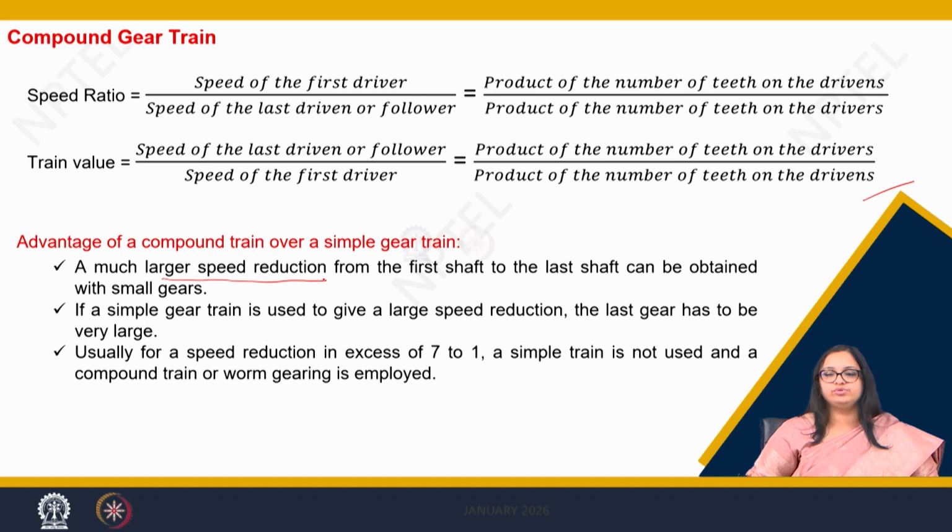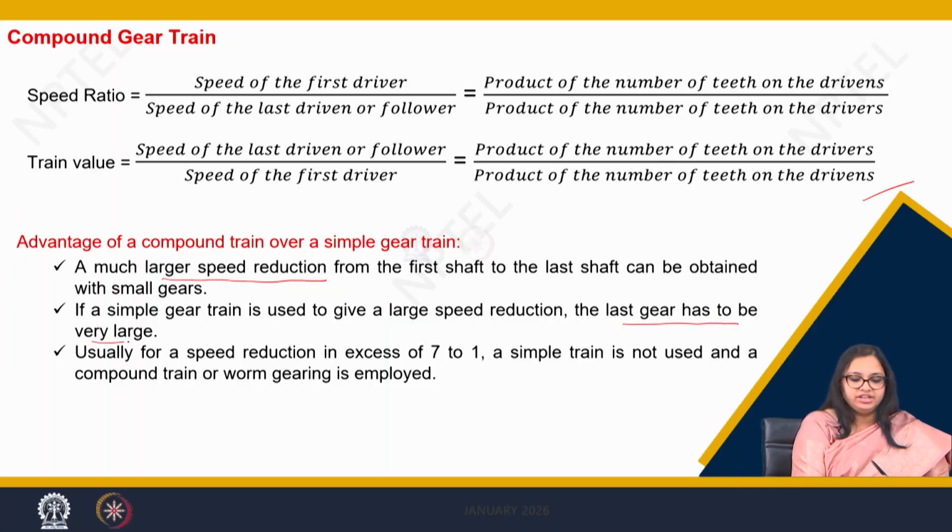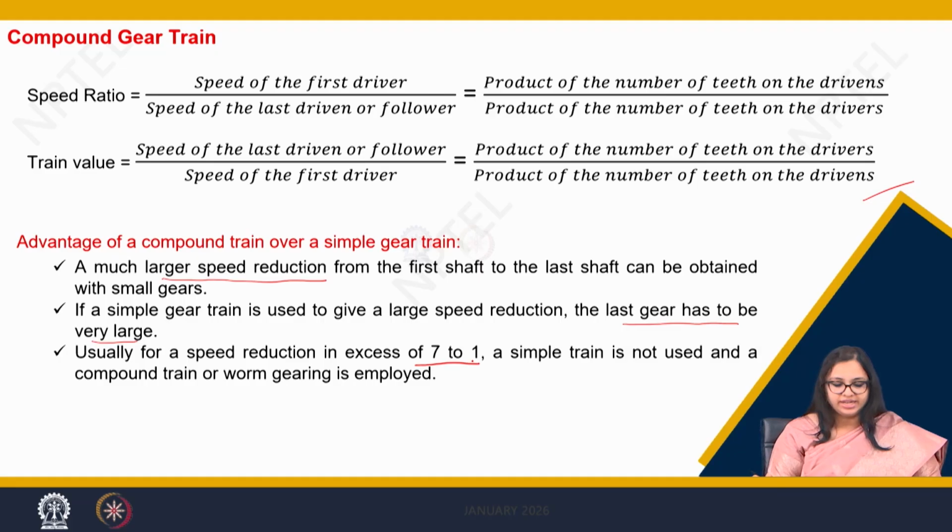Well, if instead of a compound gear train we have to use a simple gear train, then there will be a large speed reduction. So the driver gear is a very small one, and then we have to reduce it substantially to the driven gear. So the last gear has to be very large. And what is the allowable limit of this transmission? It should not be in excess of 7:1. So that is why multiple gears are employed in between, so that the speed reduction can happen smoothly.